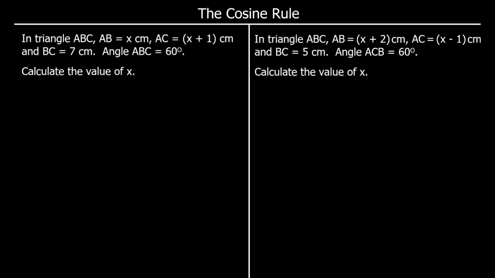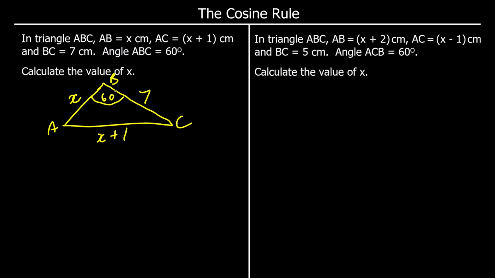And another question, in triangle ABC, let's just draw a triangle ABC. A to B is called X. A to C is called X plus 1. And B to C is 7. Angle ABC is 60 degrees. Find the value of X. So we've got a cosine rule question here. We'll have big A, little a, B, and C. And we're just going to substitute into the cosine rule and then solve for X.